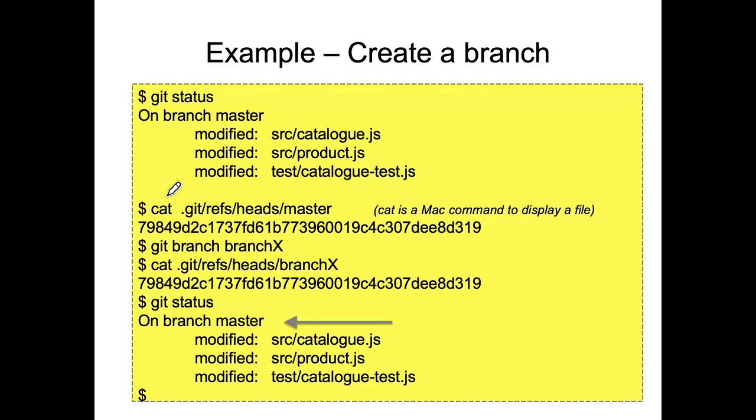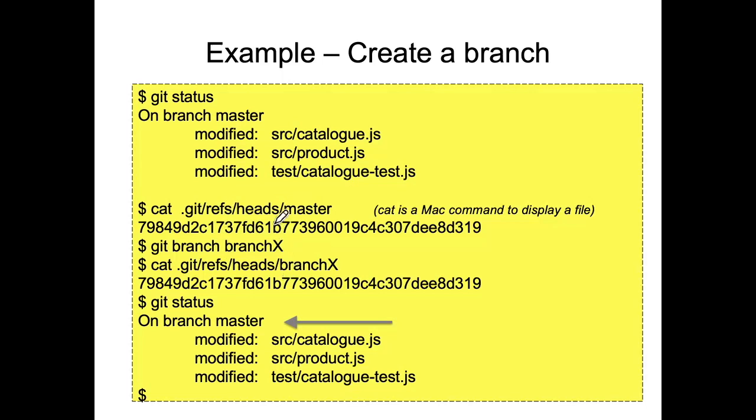And cat is a Mac command, but what I'm trying to do here is display the contents of a particular text file. I'm navigating into my Git repository, going into the refs folder and the heads folder, and asking it to show me the contents of this file as a text file, and I get back a hash value. Then I go away and create a branch, and I do the same thing here. I want to see the contents of this new branch file. And if you look, it's going to have the same commit value that I got up here.